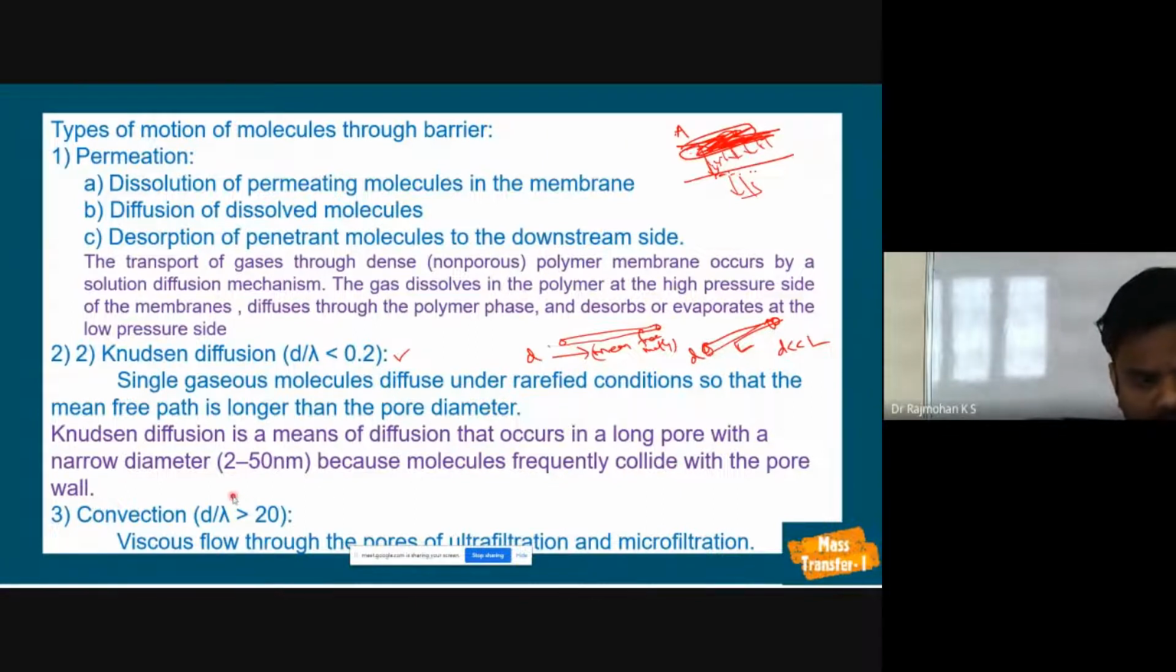We will see what collision and pore wall mean. Other than that, we have another one called convection, where the diameter is very much higher than the mean free path, and usual mass transfer by convection takes place. That is what takes place in ultrafiltration and microfiltration.